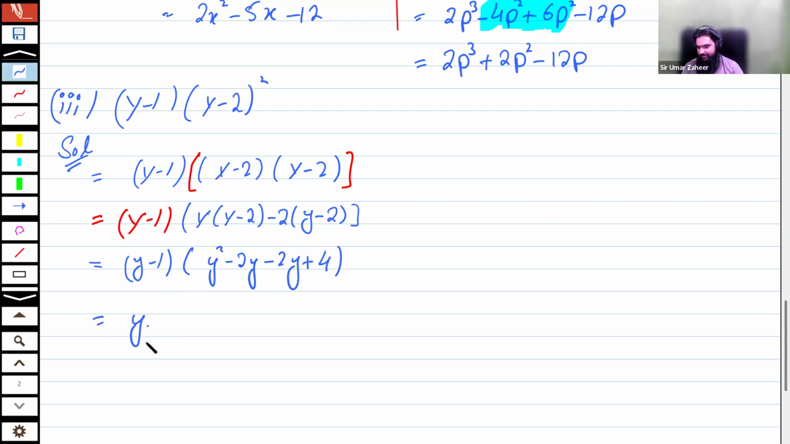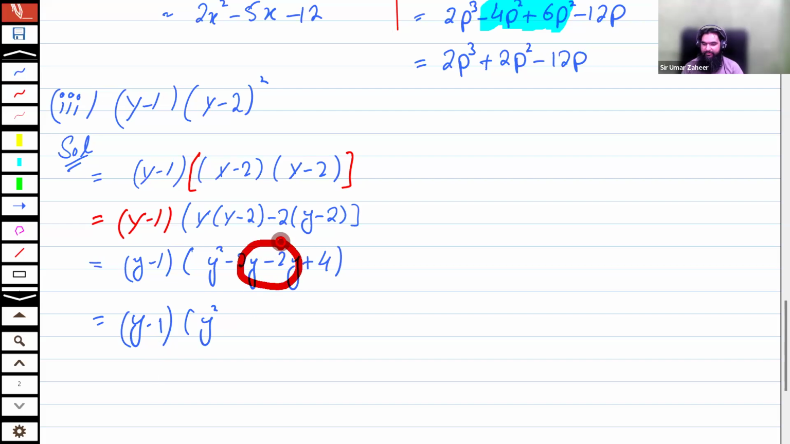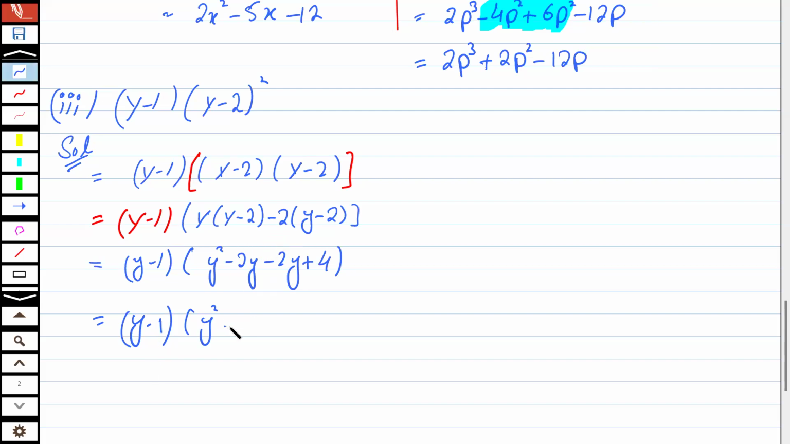into y square minus 2y minus 2y plus 4. So I'm getting (y minus 1) into y square minus 2 minus 2y. Pardon? Minus 2y minus 2y. No, minus 2, minus 2. If you have the same sign, you have to add the values and put the sign of the bigger term. So it is minus 4y. 2 plus 2, that will be 4.